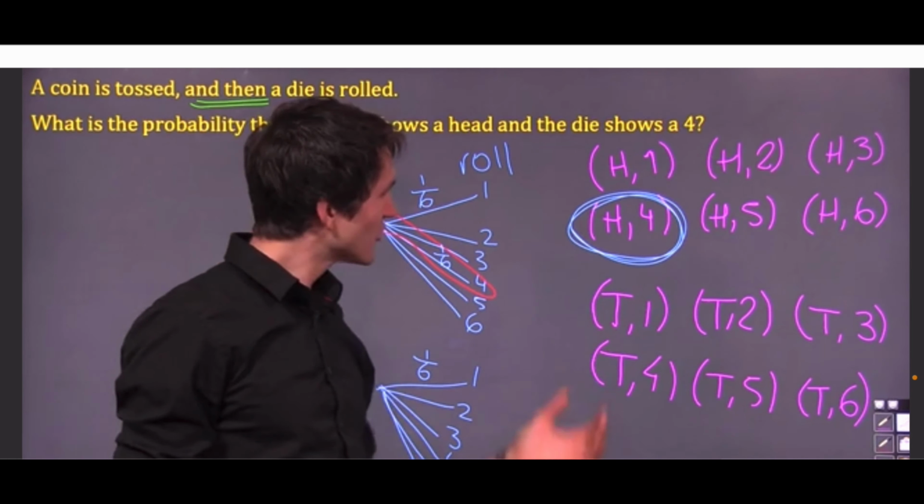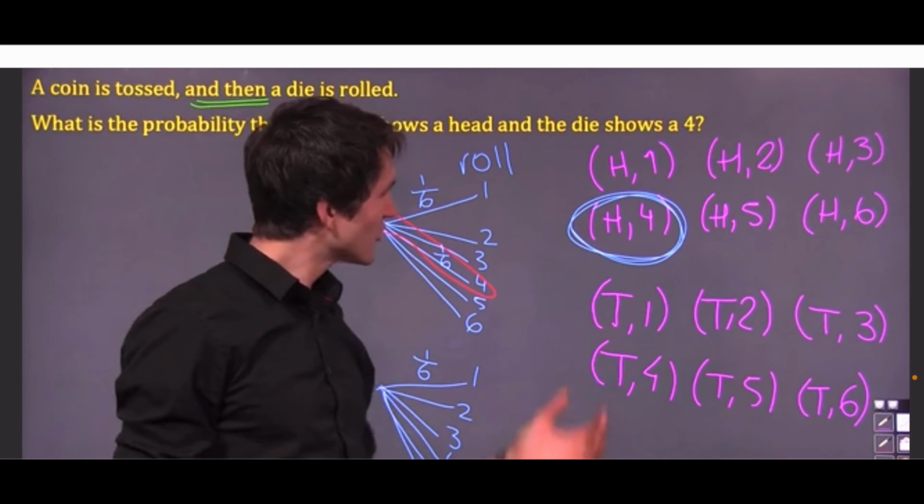So now let me ask you this. What is the probability that you flip a coin, first you get heads, and then the die shows 4? Well, you would say there are 12 events here, only one of them is what I want. 1 out of 12, right? So the probability is 1 out of 12 that you get heads and a 4 shows up.